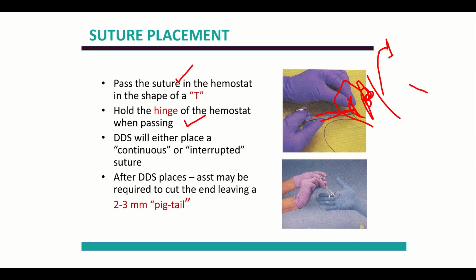So, for the next area, take the hemostat, slide the needle through the tissues, and then put a knot in it, cut off the excess, and continue. So they're interrupted sutures.